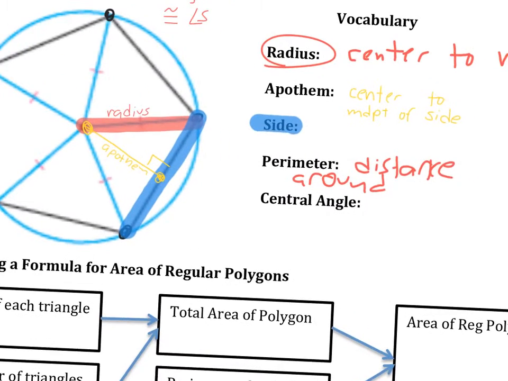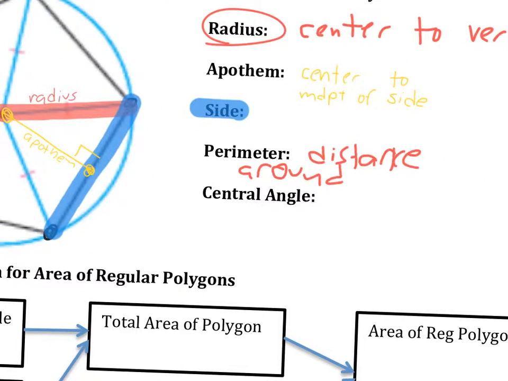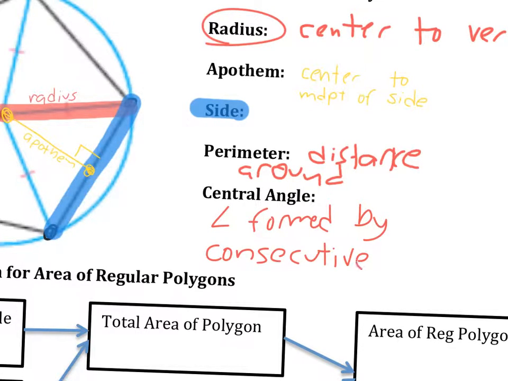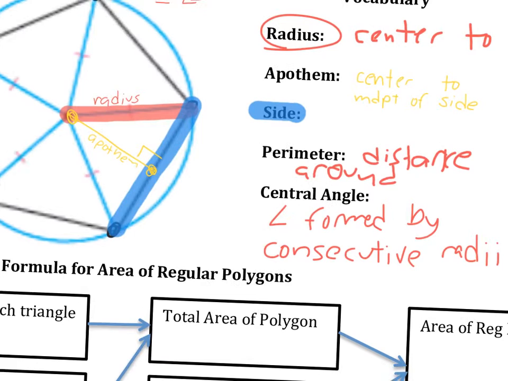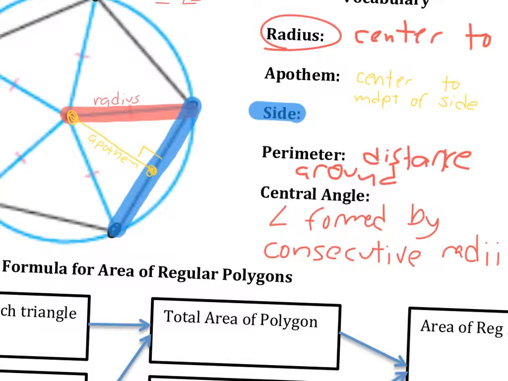And finally, the central angle. The central angle is the angle formed by consecutive radii. Radii has two i's, plural for radius. So a central angle would be, in this case, between the two blues there, or this is a central angle, this is a central angle, etc.